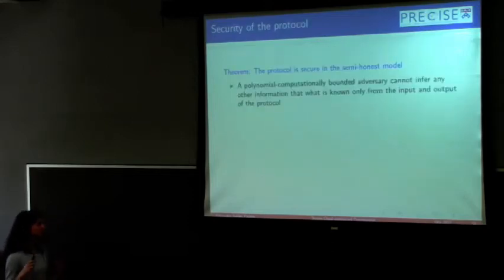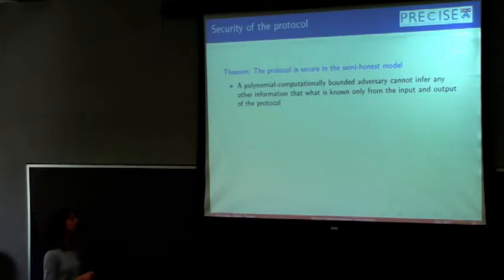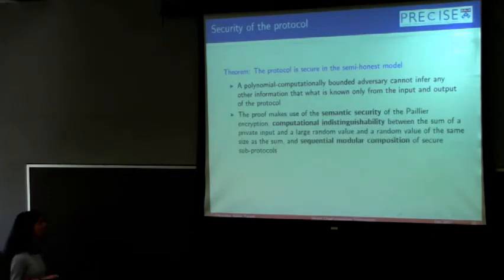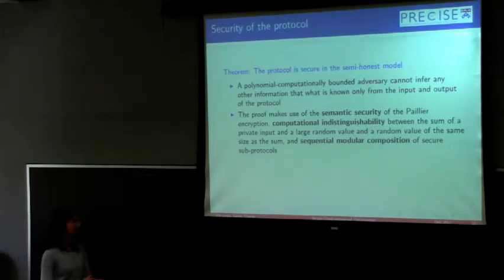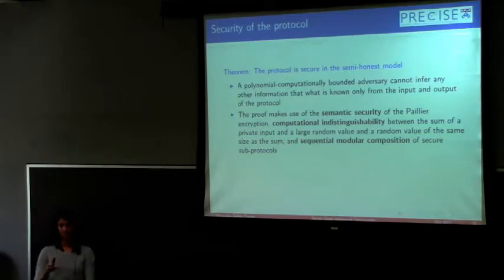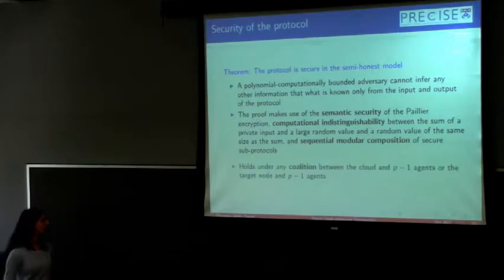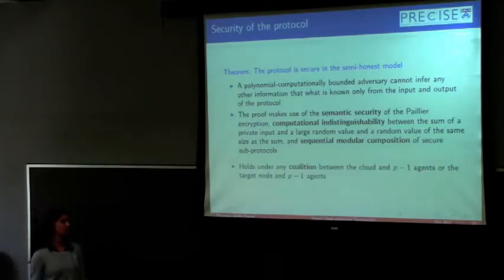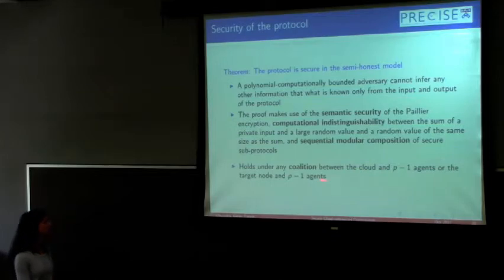Okay, so we are able to prove that this protocol is secure in the semi-honest model. There are many cryptographic concepts that we're using, so semantic security, computational indistinguishability, and a very important one, which is that if you have sub-protocols that are secure and you sequentially compose them, you actually get a secure protocol. Again, I will not go into details, also in the interest of time.